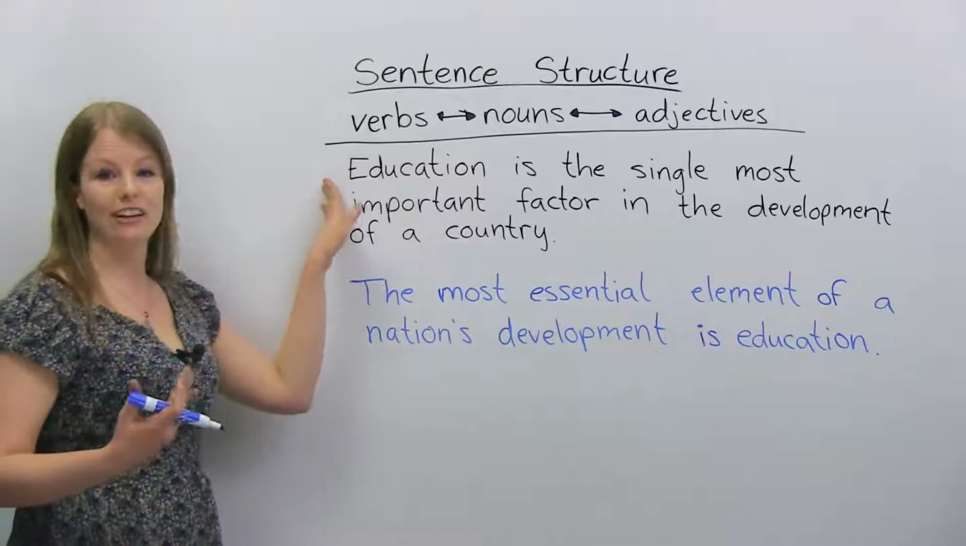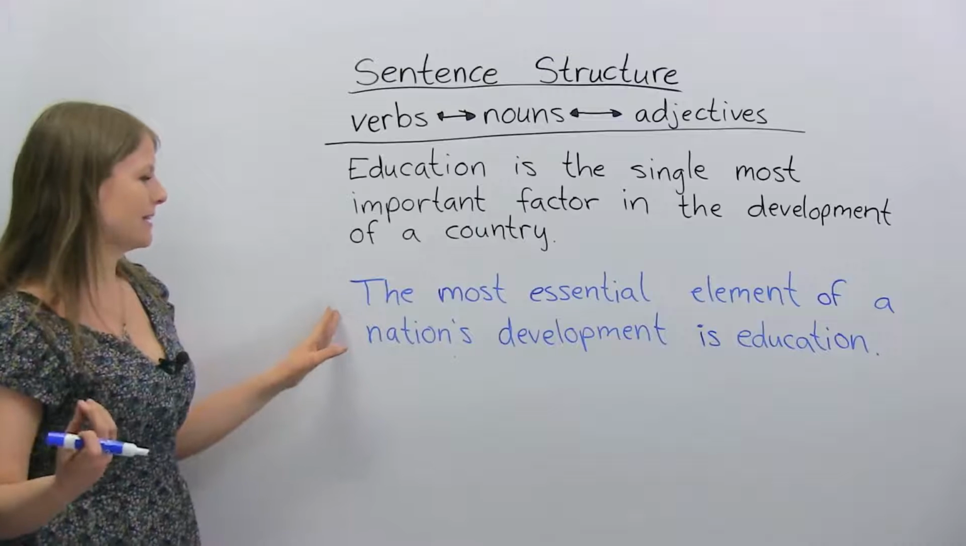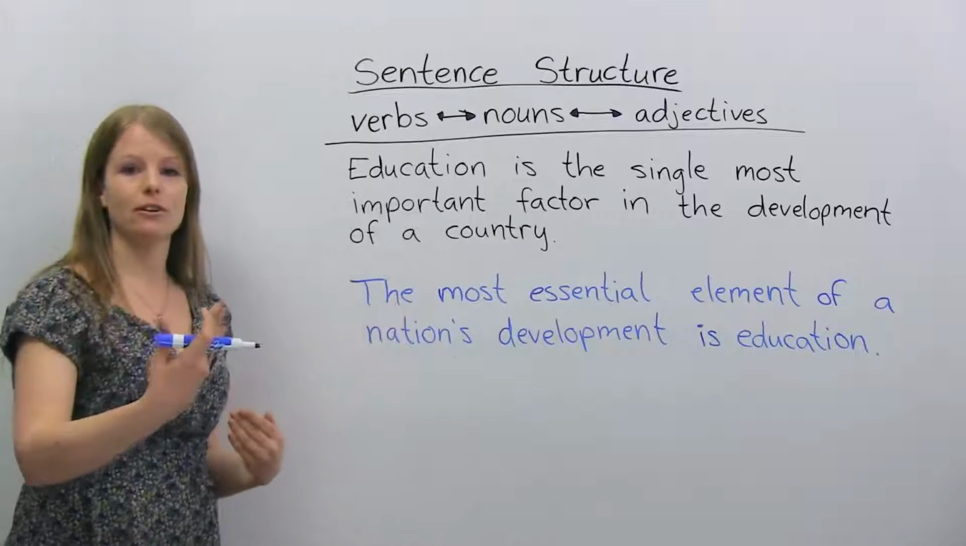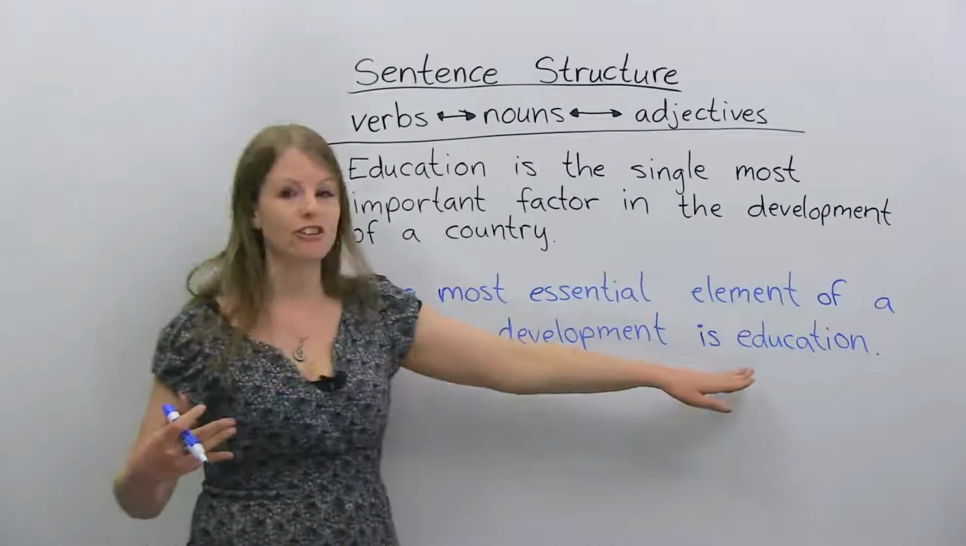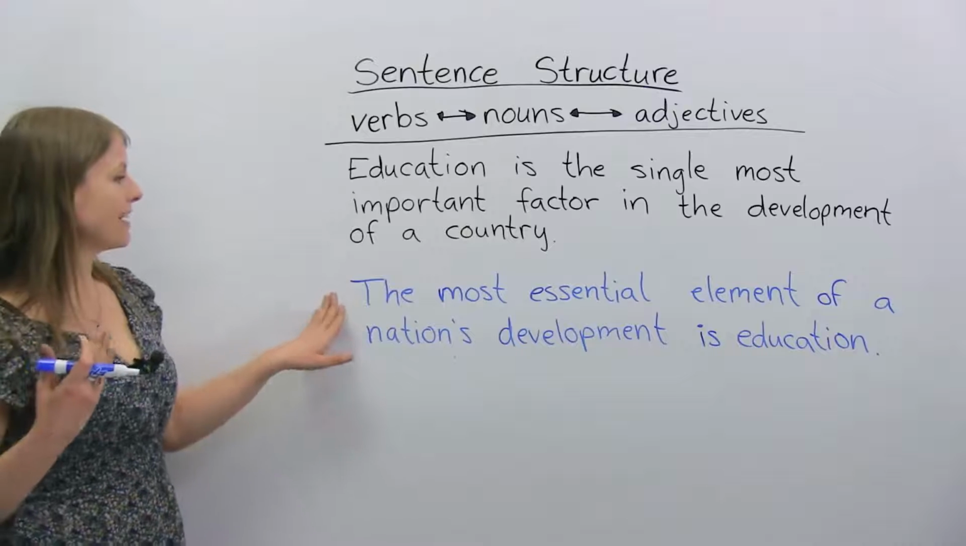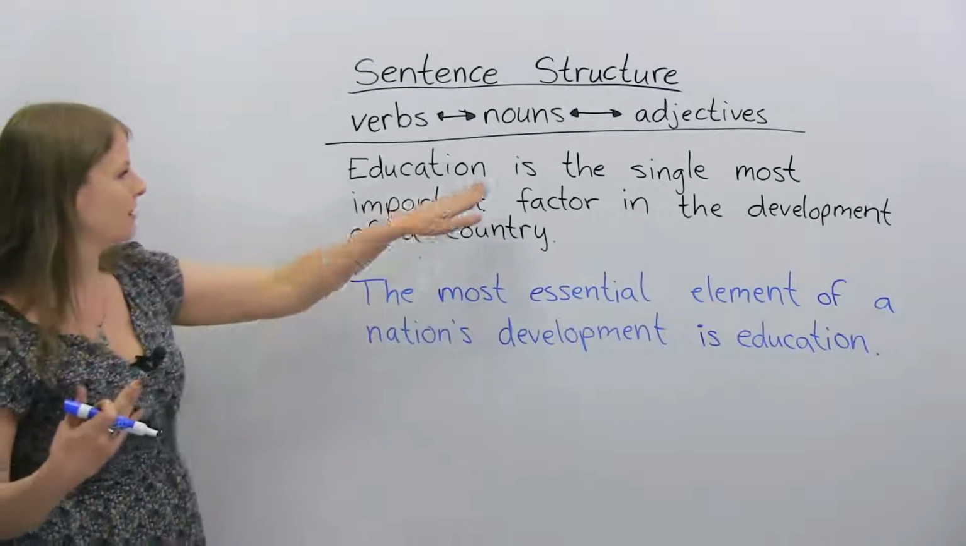Okay, so here education is at the beginning. In my sentence, the most essential element of a nation's development is education. I've changed the order of the sentence. So now education is at the end instead of at the beginning. I've also started out with the most essential as my beginning, whereas here it was in the middle.